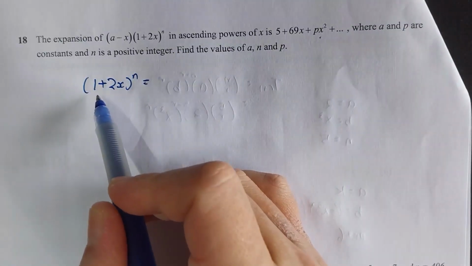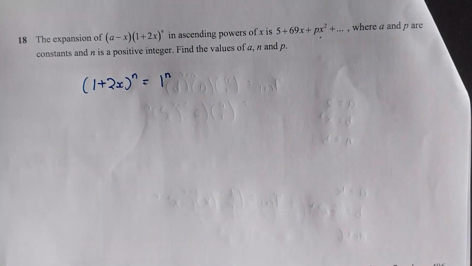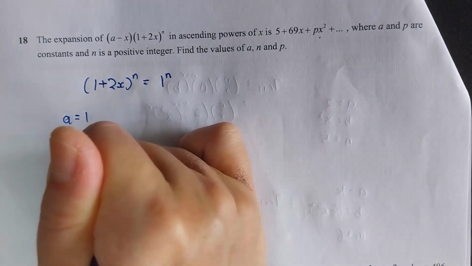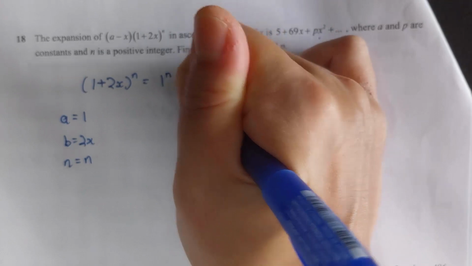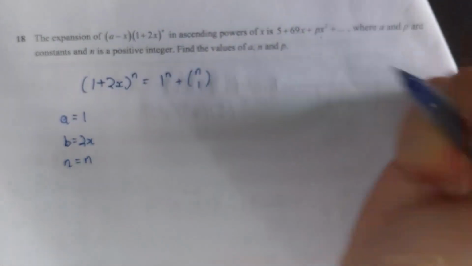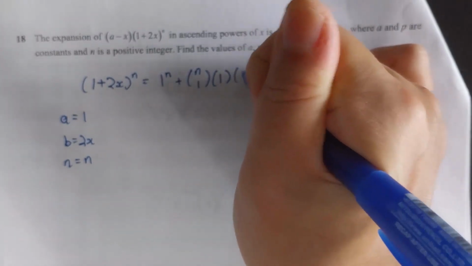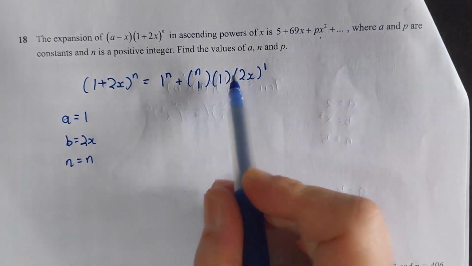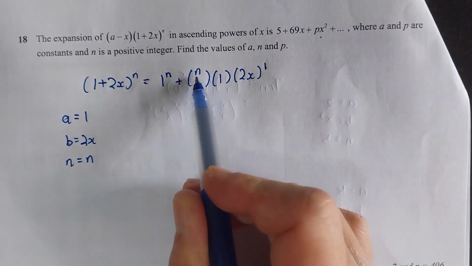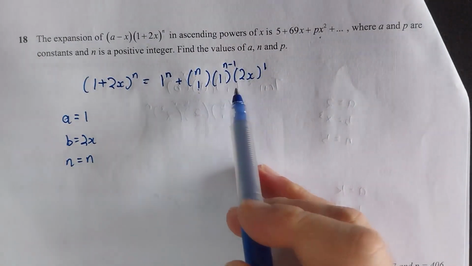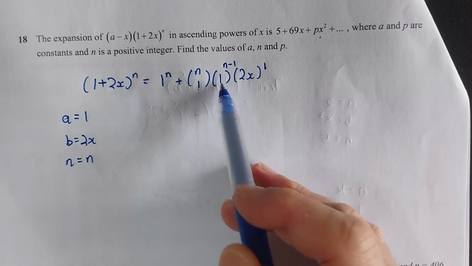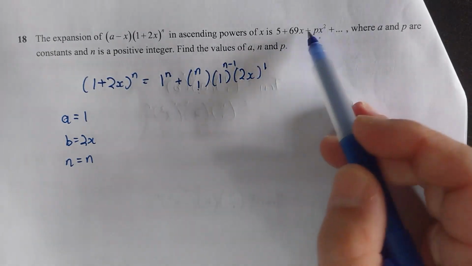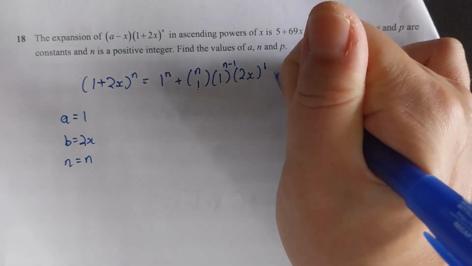So the first term will be 1 to the power n. So a is equal to 1, b is equal to 2x, and the n will simply equal n. So we will have n choose 1, then we write down a, we write down b. So the last power will be the same as this number here. These two should add up to n, so this is n minus 1. So you realize that you don't have to worry about this because 1 to the power of anything is actually just 1. So looking at it, I have not reached x squared yet, so just do it once more.